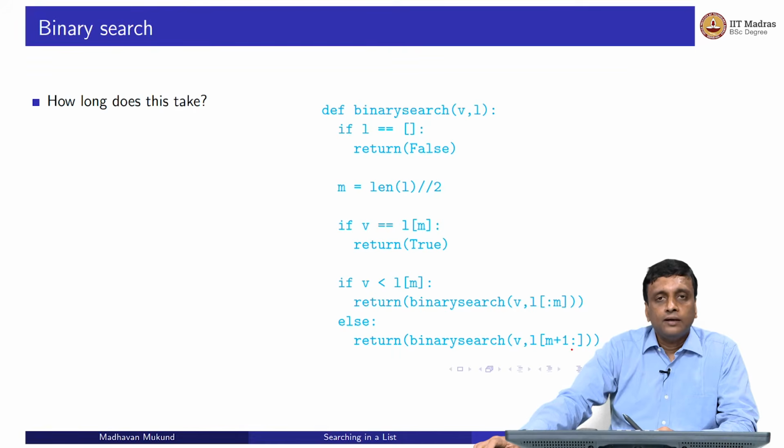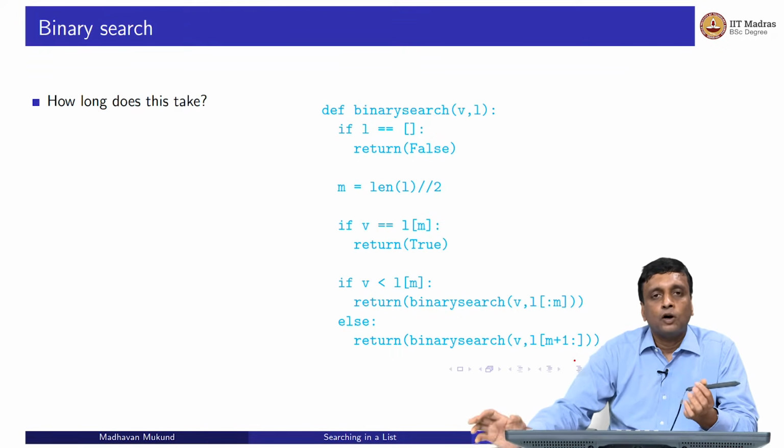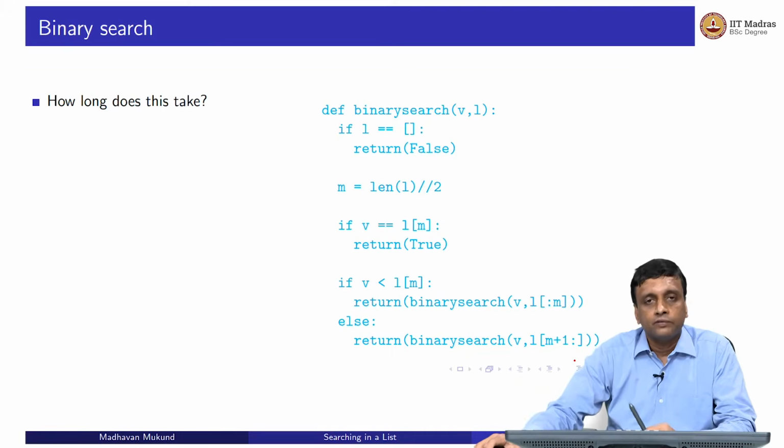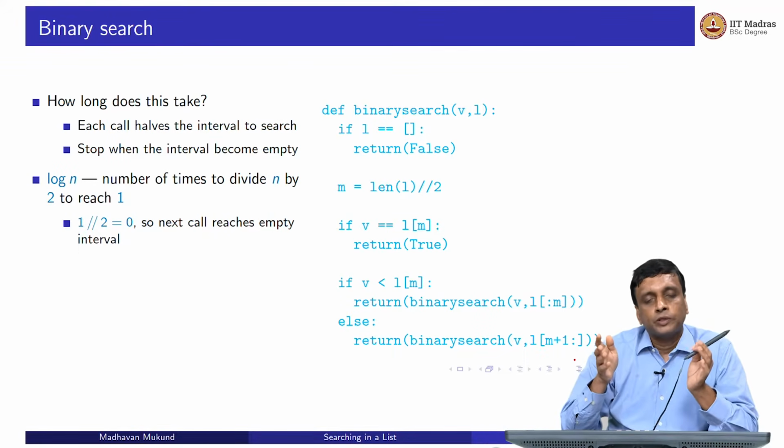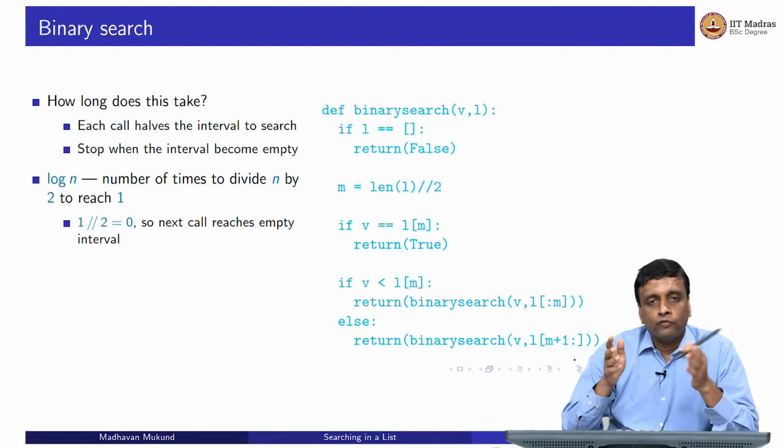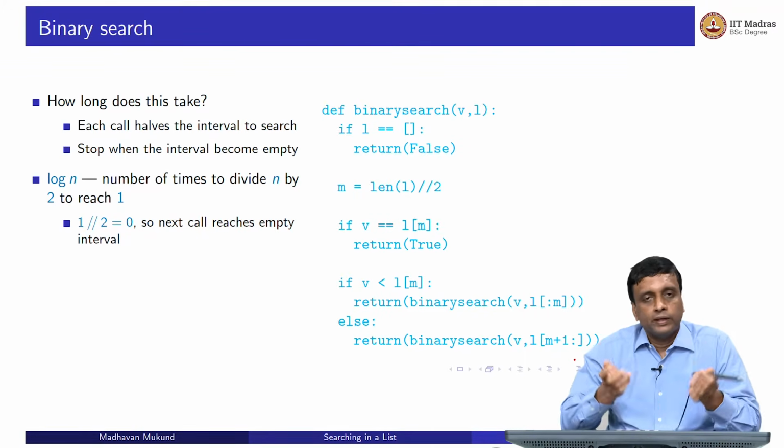So how long does this take? Well, we have argued before many times that this takes time proportional to how many steps you need to halve the interval down to 1. Right? So each step halves the interval, and so we stop when this interval becomes empty. So log of n, remember log of n with no base is always to the base 2 by assumption.